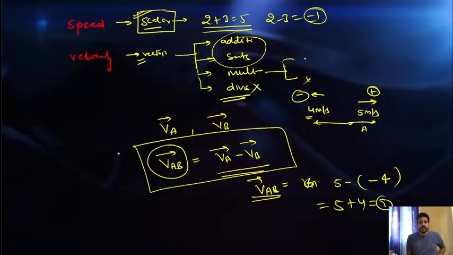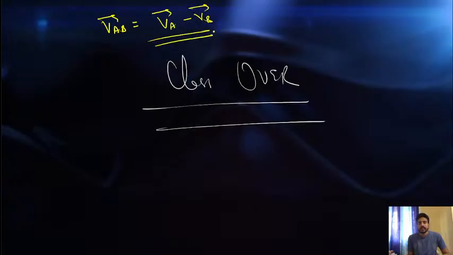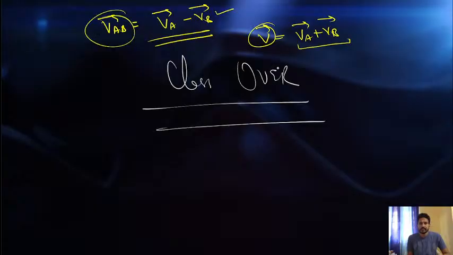What is the difference between subtraction and addition in vector form? Velocity of A with respect to B I got is velocity of A minus velocity of B. I am saying that any vector is velocity of A plus velocity of B. If I add these velocities, I get this vector, and if I subtract these vectors, I get this vector. Okay, this is the addition of the vectors, right?